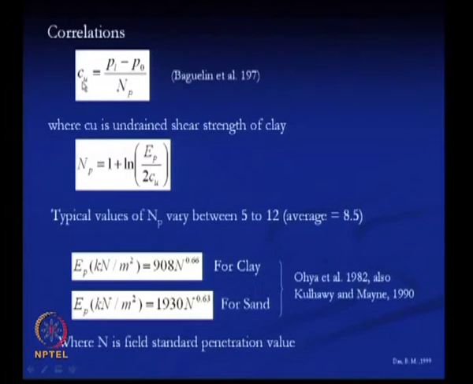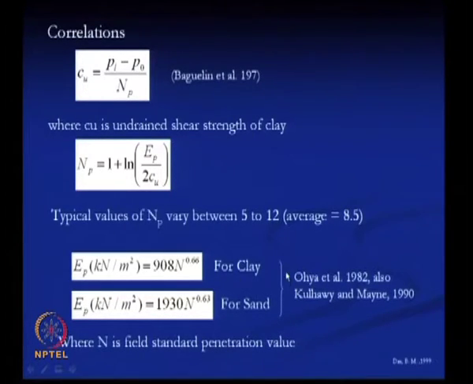For clay soil, the undrained equation we can determine by using this expression, that is P L minus P 0 by N p, where P L is the limit pressure and P 0 is the in situ pressure, and N p we can calculate by using this expression. So, here also this is the undrained equation. Now, N p value is taken between 5 to 12 and the average value is 8.5. So, using this expression we can determine the undrained equation of the clay.